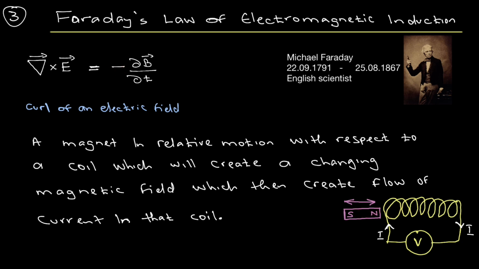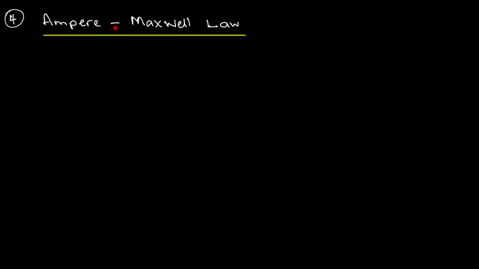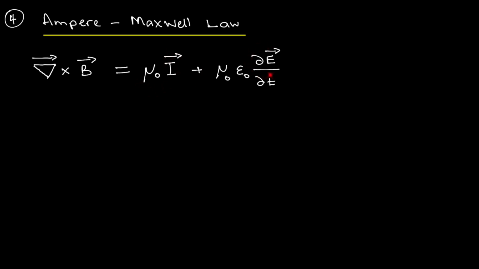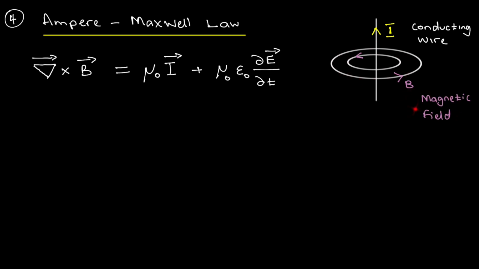That's why it's negative. The fourth law, or the fourth equation, is the Ampere and Maxwell law. Ampere and Maxwell had to tweak the equation, and it became the Ampere-Maxwell law. And this is where the curl of magnetic field is equal to the ampere current and the change in electric field. This is looking at a current through a wire with a magnetic field being created, where B stands for magnetic field, and this is the wire, a conducting wire.